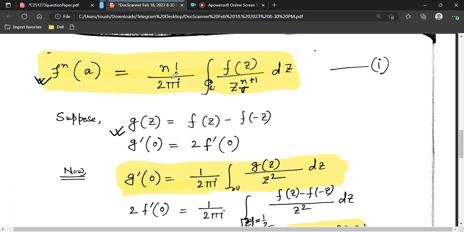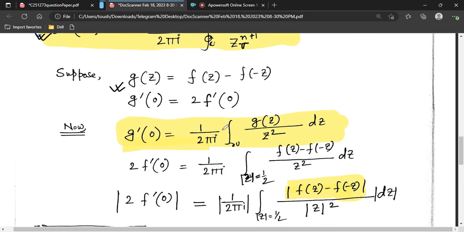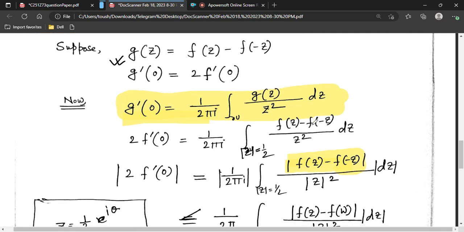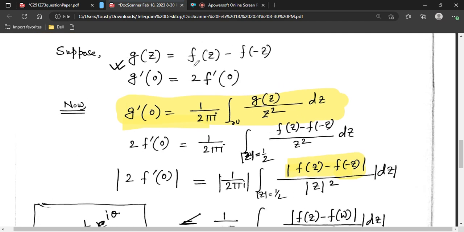Now from this definition, g is also analytic because f is analytic. So g dash 0 will be what? n factorial by 2 pi i, and n is 1 here. So g dash 0 will be 1 by 2 pi i into the integral of g(z) by z square dz. Now what is g(z)? g(z) is f(z) minus f(minus z). And what is g dash 0? g dash 0 is 2 f dash 0.